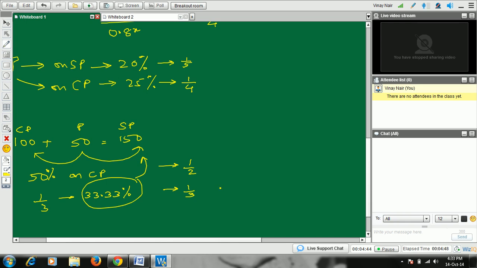We can take one more example. When the cost price is 100 and profit is 10, our selling price is 110. So here it is 10% of the cost price. So 10% is nothing but our 1 by 10. So profit is 1 by 10 of the cost price. Now we can see 10 out of 110 is 1 by 11. So when the profit is 1/10 of the cost price, it is 1/11 of the selling price.